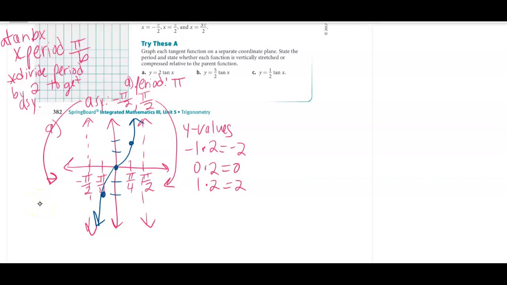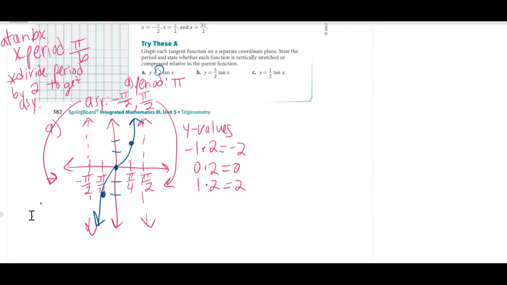I find my period, divide it in half, one positive, one negative. So those are my 2 marks left, 2 marks right. And then my y values I'd always multiply by a. So -1, 0, 1. They're all getting doubled. So I've got -2, 0, 2. And that would be one cycle of the tangent.